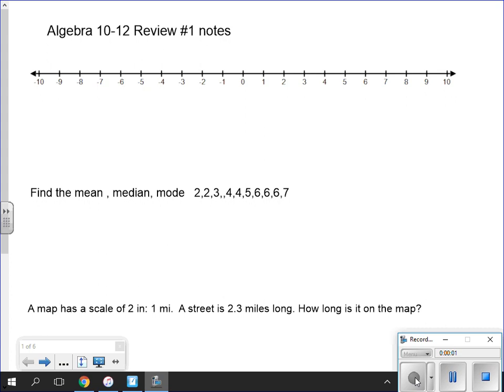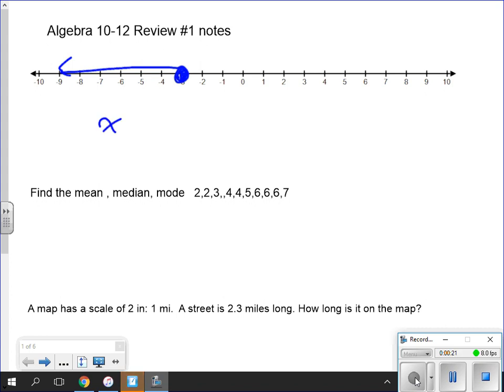Here are some notes for the review. The first question on your review has a dot or a circle on a number and an arrow pointing on it, and it says write the equation. First thing you do is pick your variable.